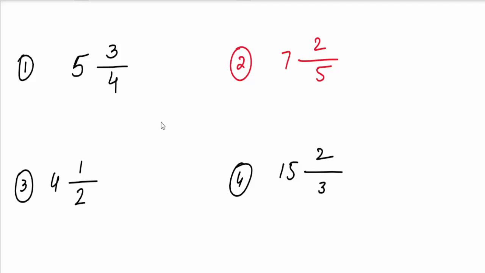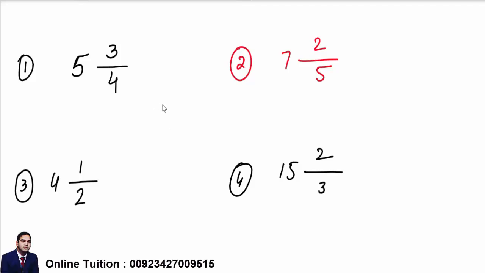In this video, we will learn how to convert mixed numbers into improper fractions. So these are 4 questions. Question number 1: 5 whole 3 over 4. This is a mixed number, and we have to convert it into an improper fraction.